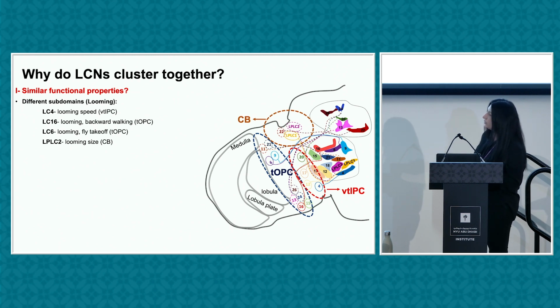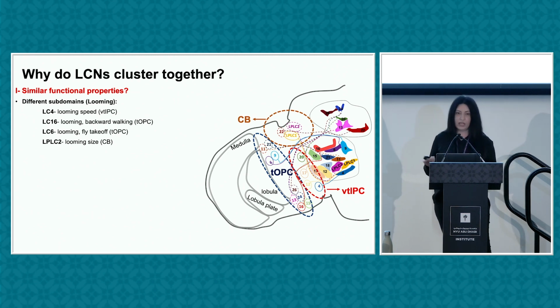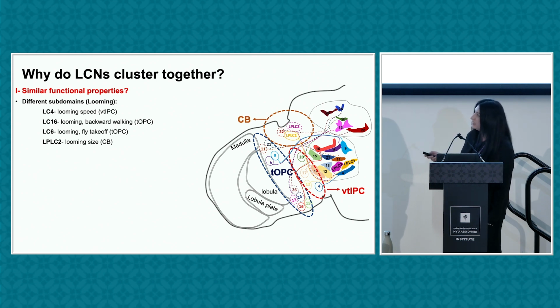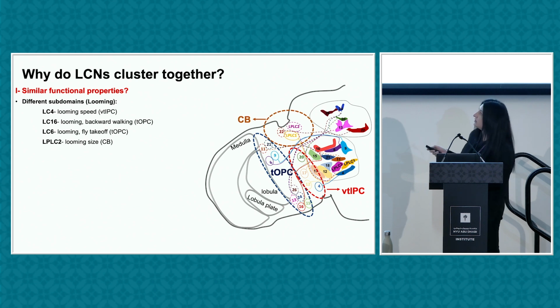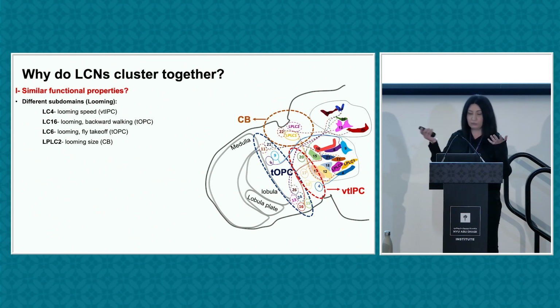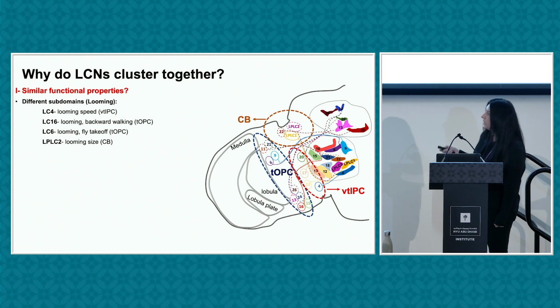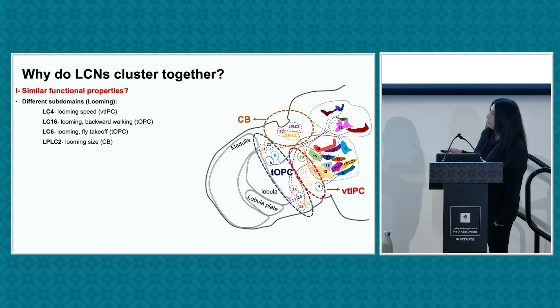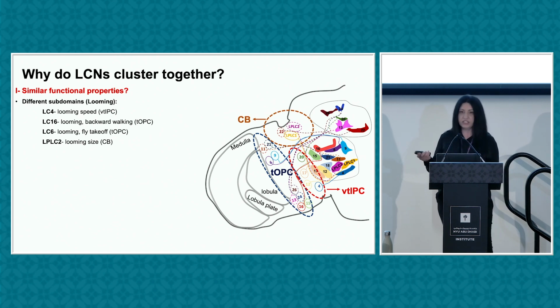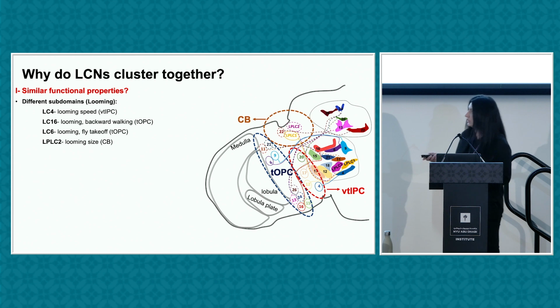We see that LCs that come from different domains can all respond to basically the same stimulus. As I mentioned previously, for looming stimulus, LC4 detects the speed of the looming stimulus. LC2 here from the central brain can detect the size of the looming stimulus. LC6 also has a takeoff behavior to looming stimulus, while LC16 can also detect looming stimulus. So it doesn't seem that a common function means a common neuroprogenitor domain.